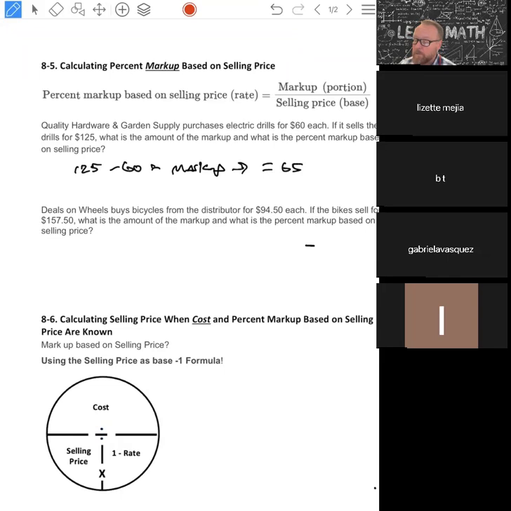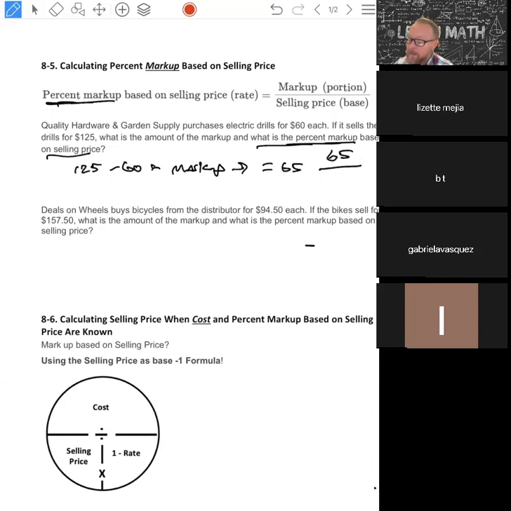That's pretty simple. The formula doesn't show that, but it's common sense, right? If I paid this much and I sell them for that much, how much is the markup amount? But then it wants to know the percentage of markup. So in this case, I would follow the formula because that's what they asked for: what is the percent of markup based on selling price?